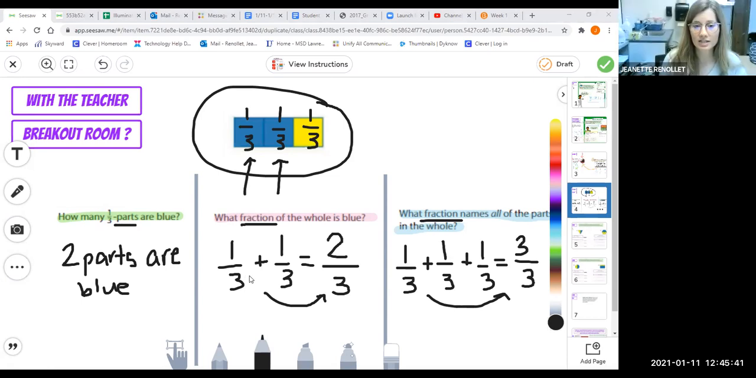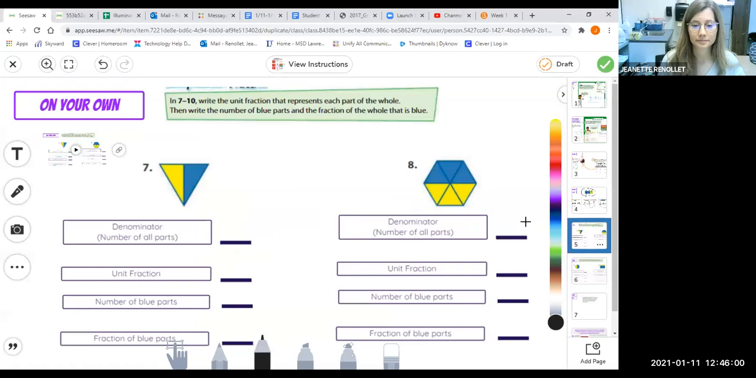Great job with our note taking today. Let's talk about what your independent work is today. Everybody go to slide number 5. Slide number 5 is where we will begin today for independent work. Okay, here you have 2 problems, and I notice some information here that will help you if you want to look at it.